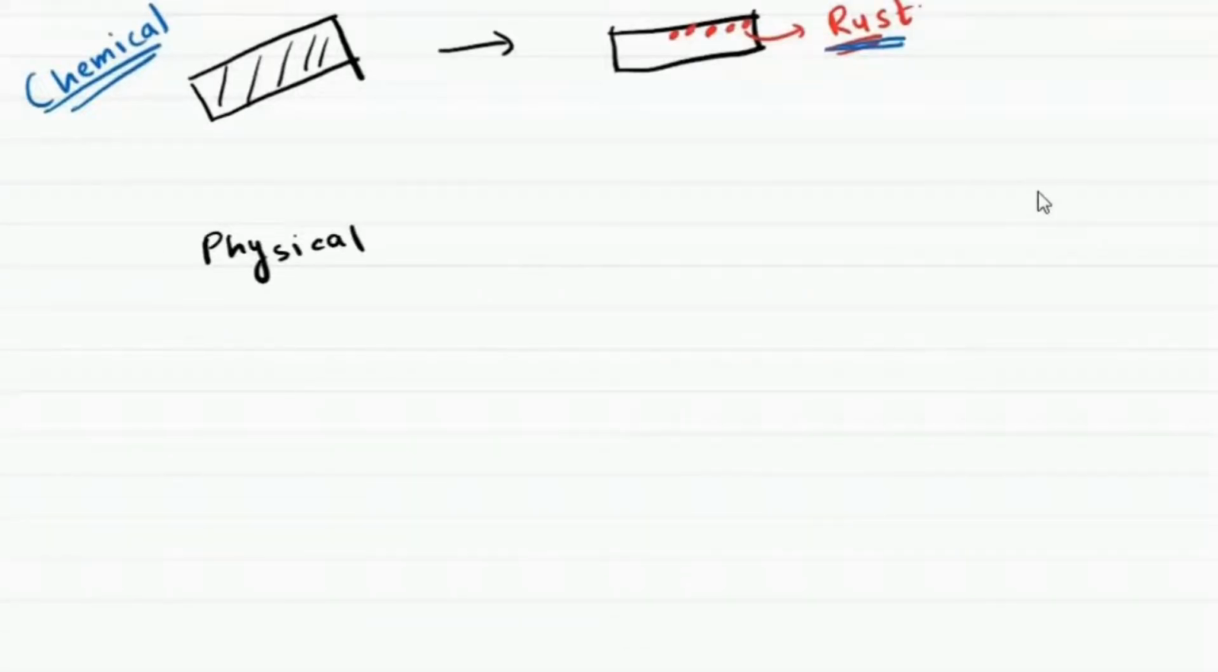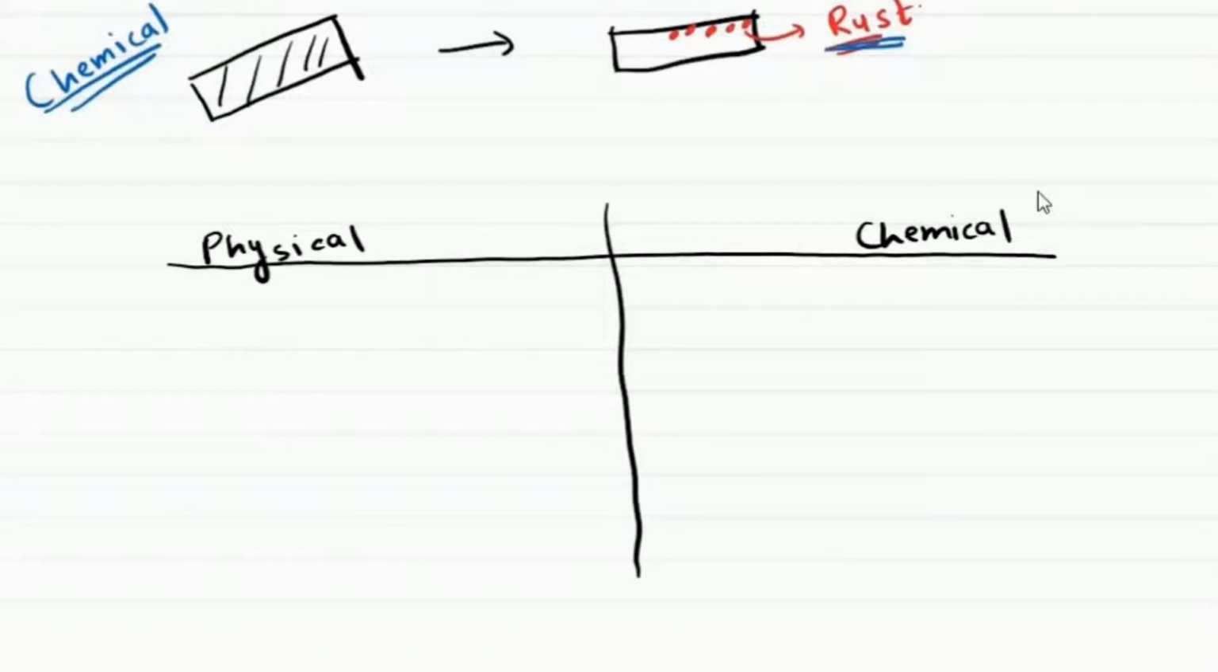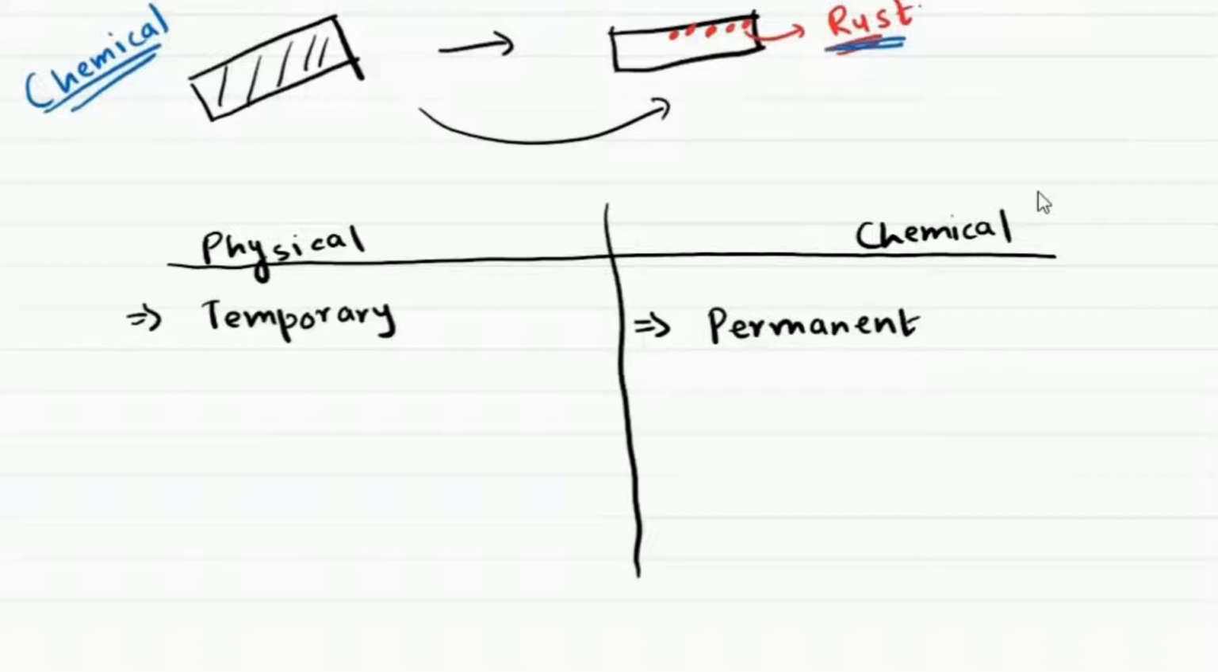Physical and chemical change. The physical changes that we just talked about, like the change of ice into water or the water into steam, are temporary in nature, because you can change the water back to ice or the steam back to water, right? So they are temporary changes, whereas the chemical changes are permanent. Once you change this iron into rust, it cannot be turned back. So since the physical changes are temporary, they are reversible. They can be reversed back. Whereas the chemical changes are permanent, so they are irreversible.